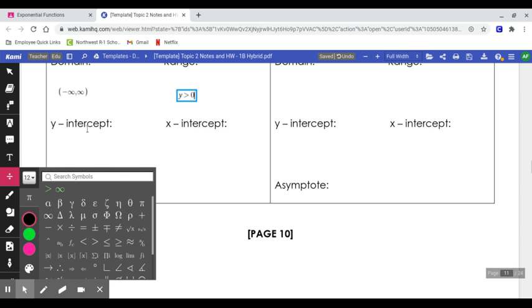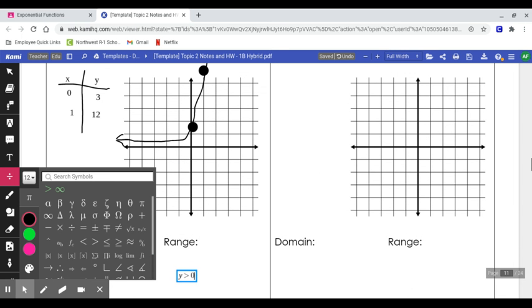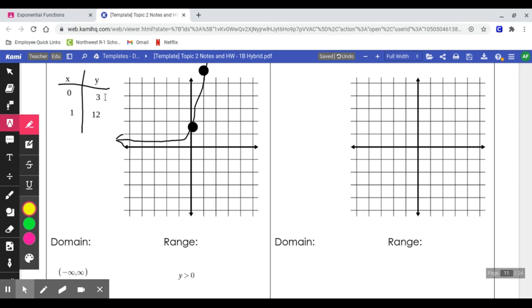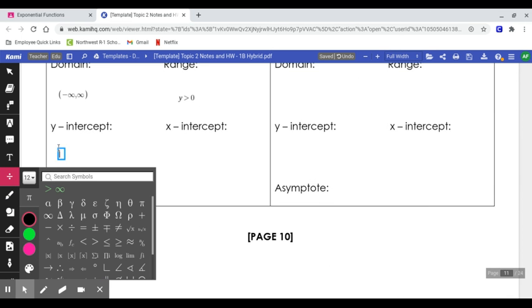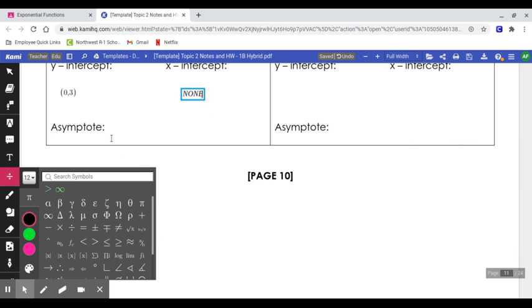Okay, your y-intercept could change, and it actually ends up changing because here it's at 3. All right, and it's also up here on your table, 0, 3. Okay, there's your y-intercept. So come down here, parentheses 0, comma 3. Your x-intercept, there never is one, so none. And your asymptote is y is equal to 0.